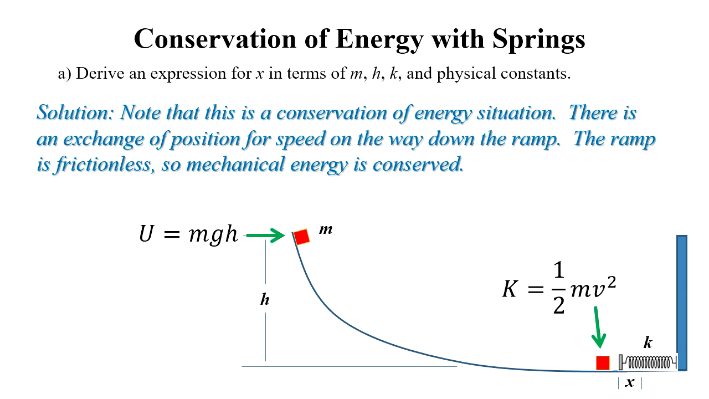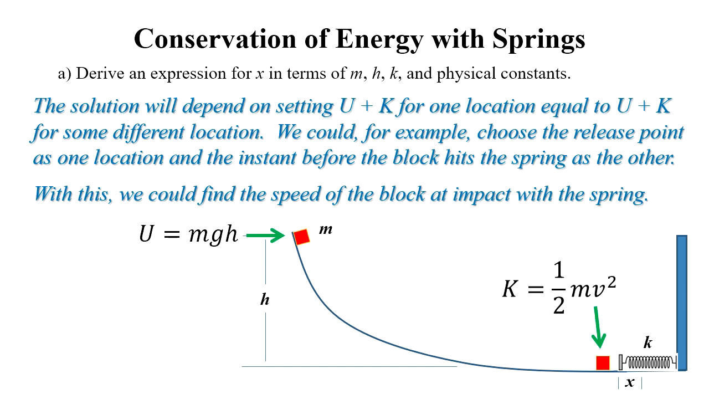As with all conservation of energy problems, the solution is going to depend on setting mechanical energy, U plus K, for one location equal to U plus K for some different location. We could, for example, choose the release point as one location and the instant before the block hits the spring as the other, and use this to find the speed of the block. However, that's not the most useful thing to do in this situation.